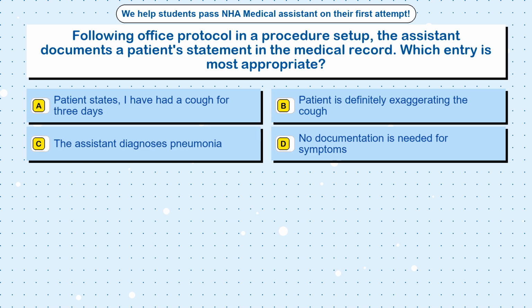Question 86. Following office protocol in a procedure setup, the assistant documents a patient's statement in the medical record. Which entry is most appropriate? Option A. Patient states, "I have had a cough for 3 days." Option B. Patient is definitely exaggerating the cough. Option C. The assistant diagnoses pneumonia. Option D. No documentation is needed for symptoms.